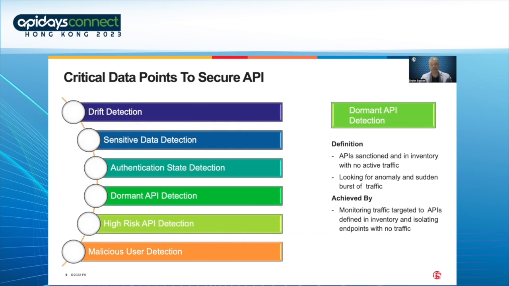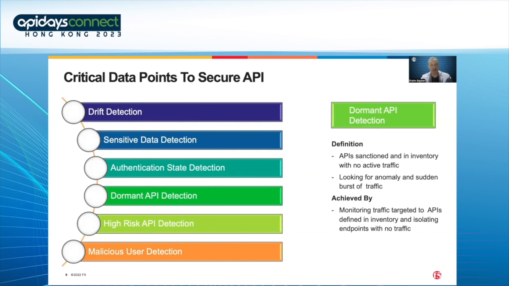A lot of times, these APIs are just there and have been forgotten. And just someday, someone finds these API endpoints and you will see a burst of traffic over there. So these are sanctioned APIs. They will have the relevant inventory items for them, but they will not have any active data. We need to look for these anomalies, and we also need to look for any sudden burst of traffic that is directed towards these dormant APIs.